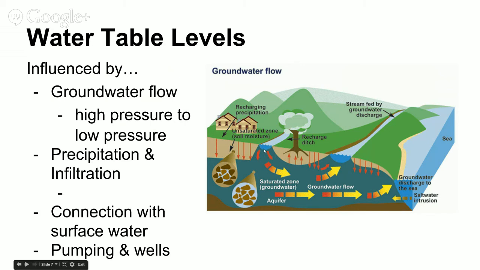Also, connection with surface water. If water from a stream can flow down into the groundwater, that will increase the water table level. Or if we have water flowing from the groundwater into a stream, so we have a gaining stream, that will lower the water table level. And then humans can put in things like pumps and wells to withdraw water from the groundwater, and that pretty intuitively lowers the groundwater table.